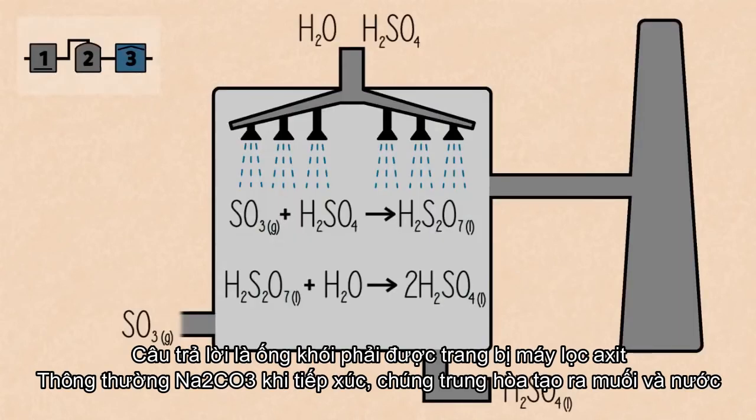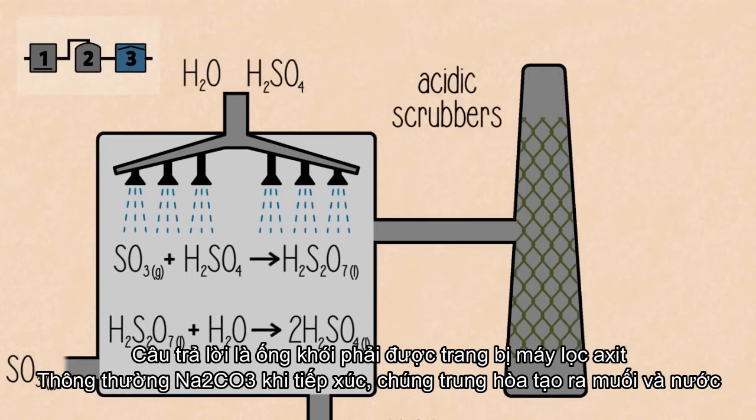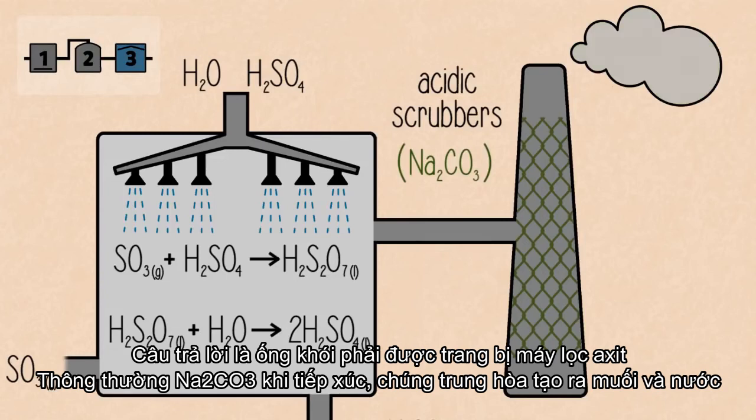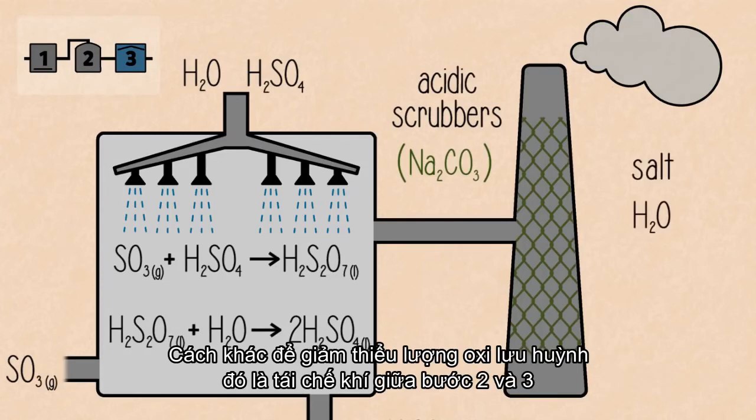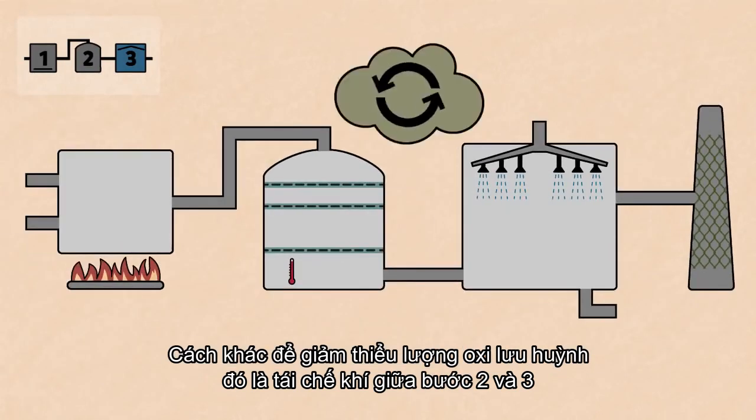The correct answer is that the chimney is usually fitted with acidic scrubbers. These are bases like sodium carbonate. On contact, they neutralise the fumes, forming salt and water. Other ways to minimise the release of any sulfur oxides is by recycling gases between stages 2 and 3.